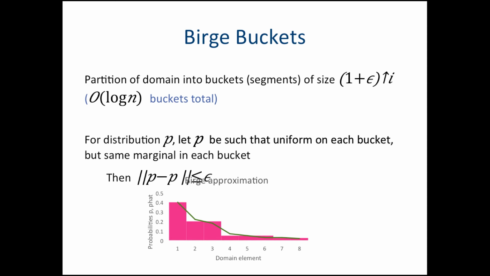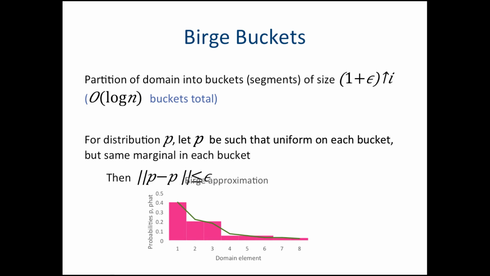Okay, so p hat is uniform on each bucket, but it's got the same marginal in each bucket as p did. And if you do that, then p and p hat in L1 distance are at most epsilon. Okay, and that's by picking these buckets to be growing by a factor of 1 plus epsilon. So this is the Birge bucketing.